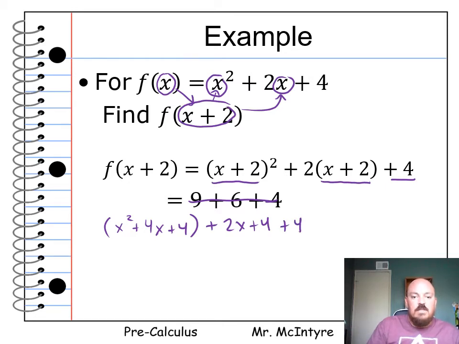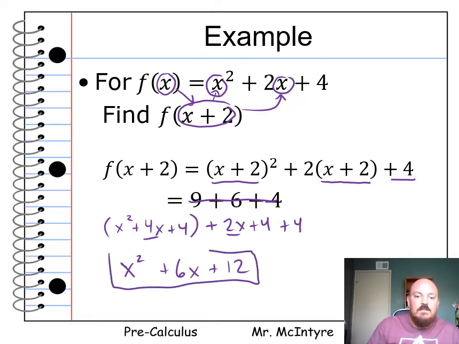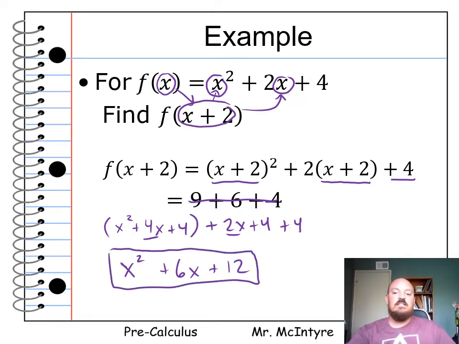So if you combine your like terms here, you have the x squared, that's going to be the first part of my answer. We have a 4x and a 2x, so I get plus 6x. And then we have a 4 and a 4, that would give me plus 12. So there's my final answer there, x squared plus 6x plus 12.